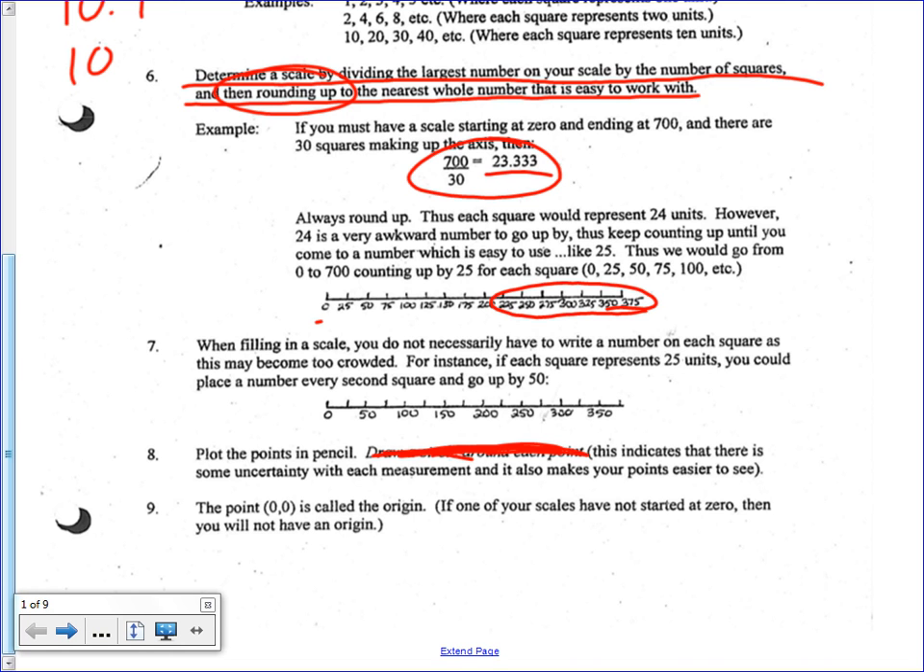If we're going to show that there's uncertainty, we'll put error bars on. And we don't have to do that in Science 10. So we're not going to do either one.